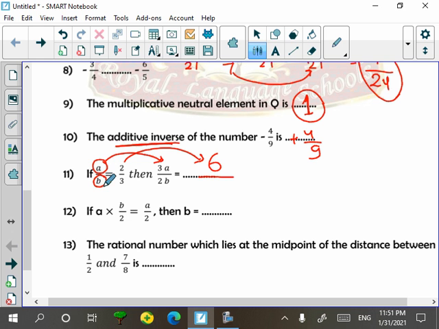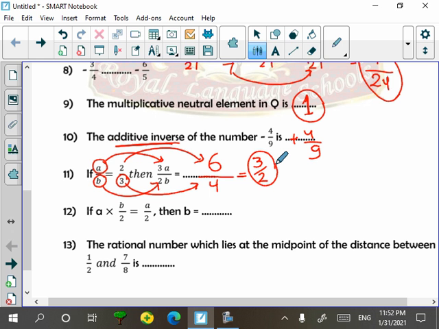And here B, it will be 2B times 2, then 3 times 2, it will be equal 4, then 6 over 4. In the simplest form, by dividing by 2 to the numerator and denominator, it will be 3 over 2.